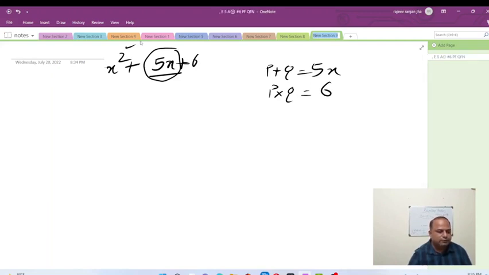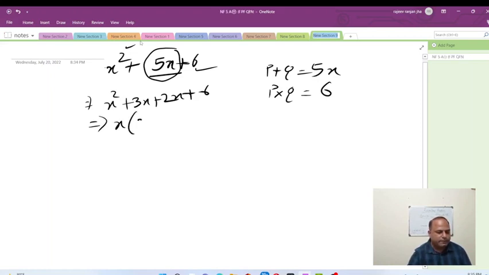ax squared. Here a is 1 into c, c is the constant. So anyway, if you are not understanding, no problem. We will solve it and we'll learn it. So here we'll split the middle term. The middle term is split like this: 3x plus 2x plus 6. Okay, now we take common: x plus 3 plus 2 into x plus 3.